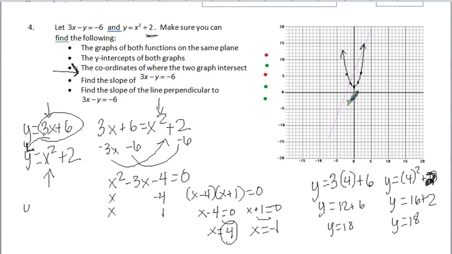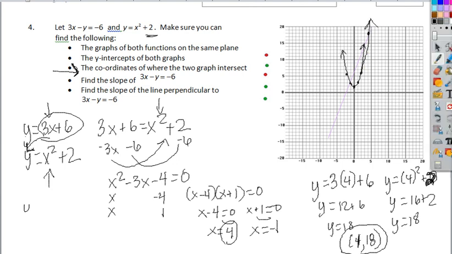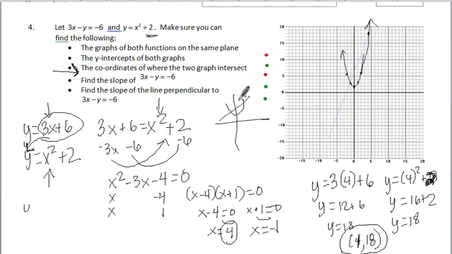So for both of these graphs, they had a plug in a 4 for your x, and they both got out an 18 for their y. So that is one of their intersections, where they're going to intersect. So at (4, 18), right here, this parabola should be crossing right there. And again, your graph is not going to have any grid behind it. So you've got to do the math to prove it.